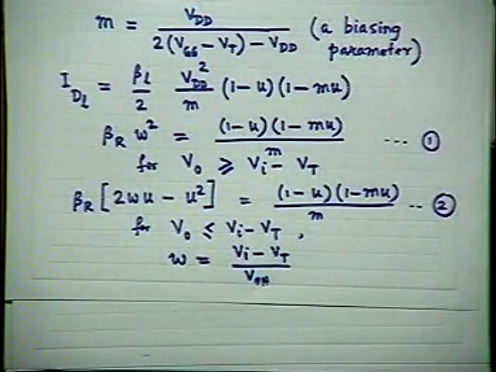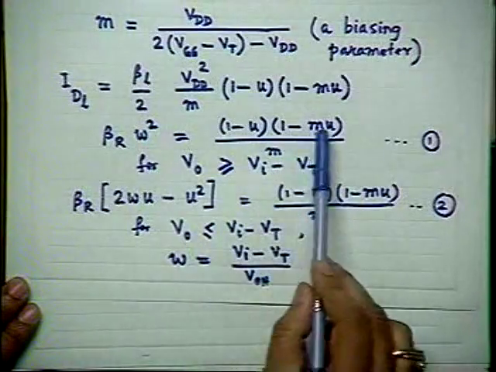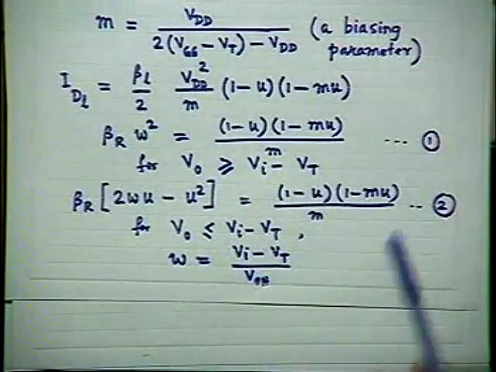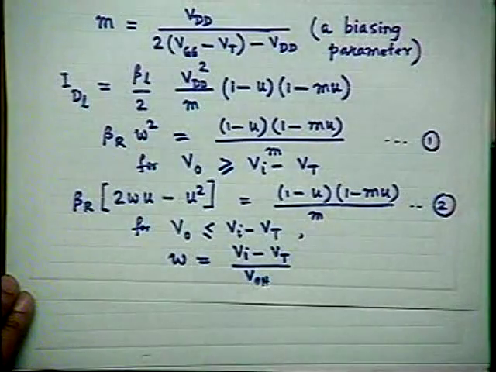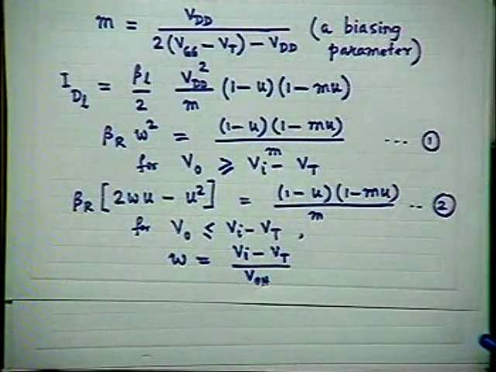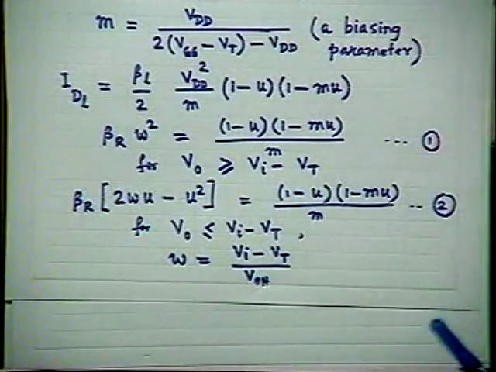And I can now do the same thing as I did before, as I requested you before. From these two equations, I can plot U versus W for different values of beta R and M, because these are the two parameters which have to be adjusted. Beta R is a geometry parameter and M is a biasing parameter. Because of shortage of time, I cannot go into the details, so I will give you some end results, which you should verify yourself. You can spend half an hour writing small computer programs to verify all these things. I expect that from you.